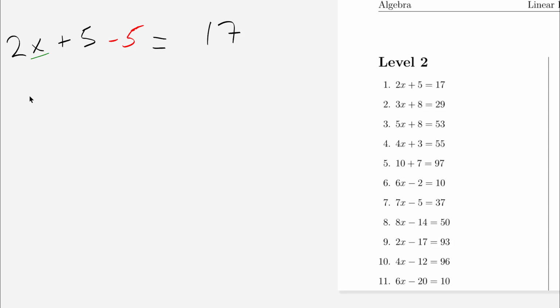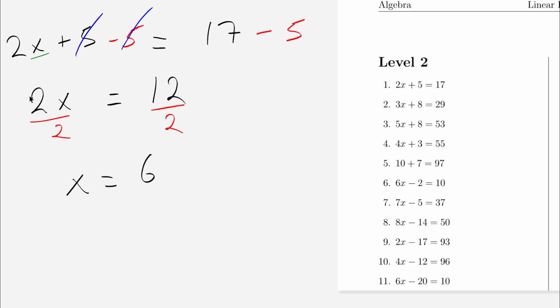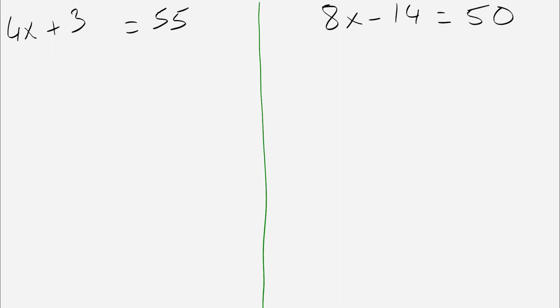Now, if I subtract 5 from the left-hand side, remember, to maintain the balance, you also have to subtract 5 from the right-hand side. So my next line will be 2x, then plus 5 and minus 5 will cancel each other out, equals, and then 17 minus 5 is 12. So then if 2x equals 12, then dividing both sides by 2, we're going to get x equals 6.